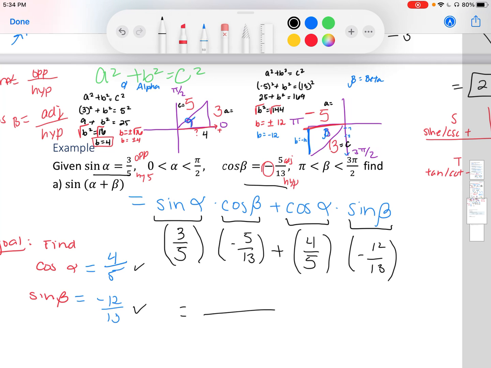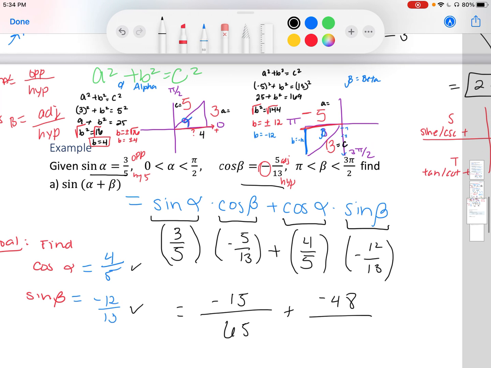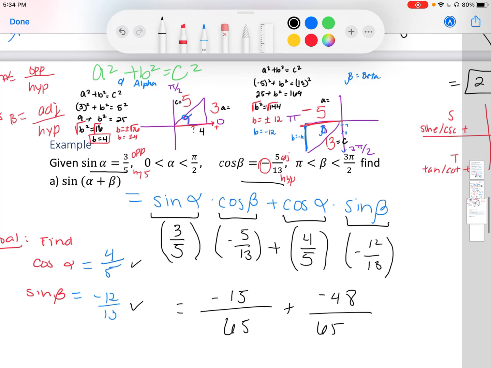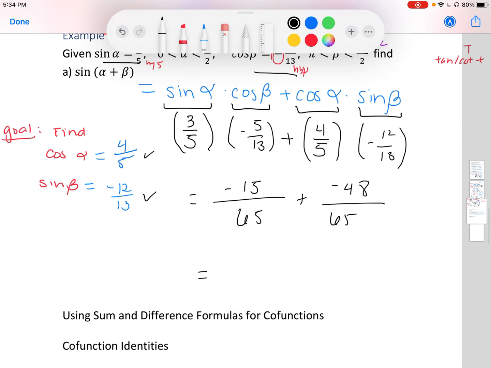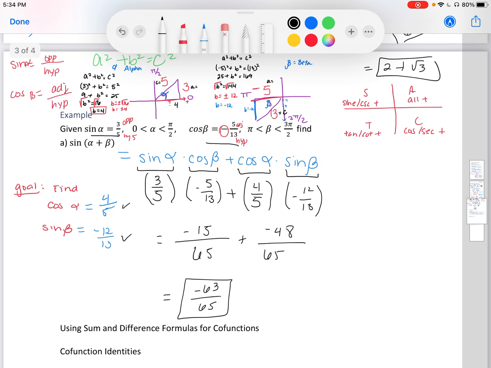So 3 times -5 is -15. And 5 times 13 gives us 65. Plus 4 times -12 gives us -48. And 5 times 13 again, it's 65. So I have a common denominator. -15 plus 48, we get -63 over 65. And that is our answer. That was a lot of work for one problem.